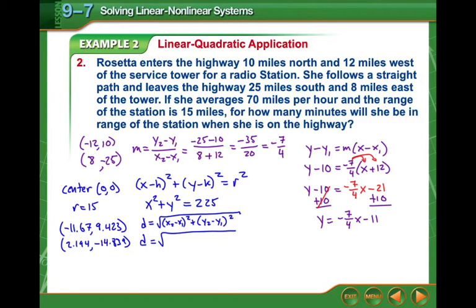Make sure I can fit all this into the radical here. So that's going to be our x's. It doesn't matter which order you go in. The advantage for the distance formula here: minus 2.194 squared plus 9.423 minus a negative 14.839, and that's squared.